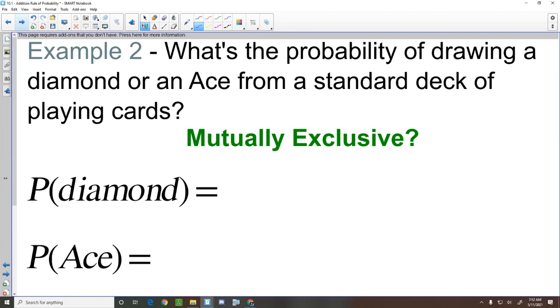Uh-oh, I already did this one for you. Let's change it up. Probability of drawing, instead of a diamond, make this a red card. So what's the probability of drawing a red card or an ace? Ooh, we have to think a little bit.